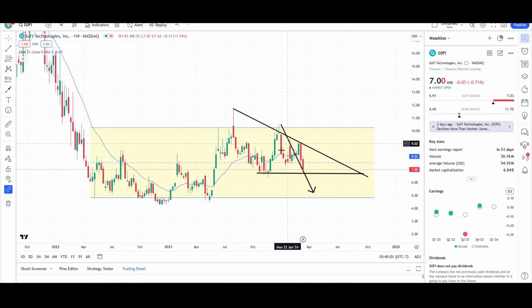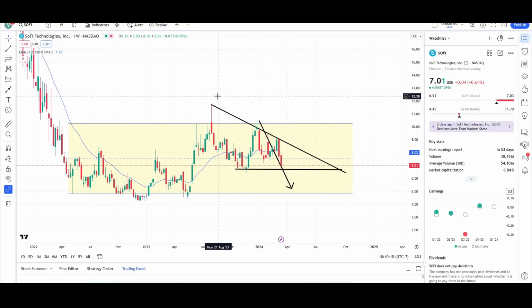Just like it wasn't guaranteed to reach the target to the upside, it's not guaranteed to reach the target to the downside. So we'll see how this plays out, but as of right now, there is room to the downside, and I'll be expecting a little bit more downside for SoFi Technologies, probably to maybe the mid 6s, and then we'll see what happens from there. That's all I have for SoFi Technologies on the daily and weekly charts.